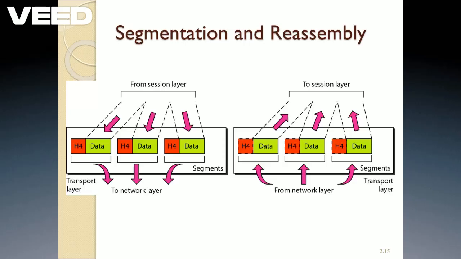Segmentation and reassembly. The messages received from the session layer may be of longer length. In the transport layer, those messages have to be divided into a number of segments and sent to the network layer. On the receiver side, from the network layer, the packets are converted into segments. A group of packets is formed into segments and sent to the session layer.